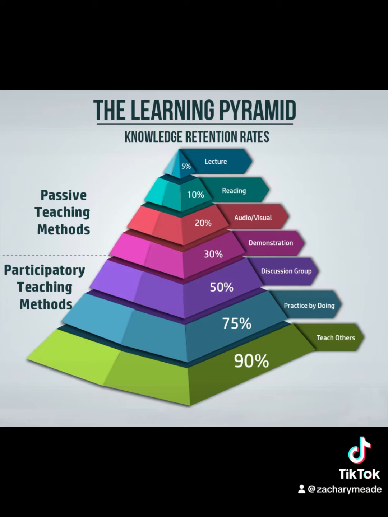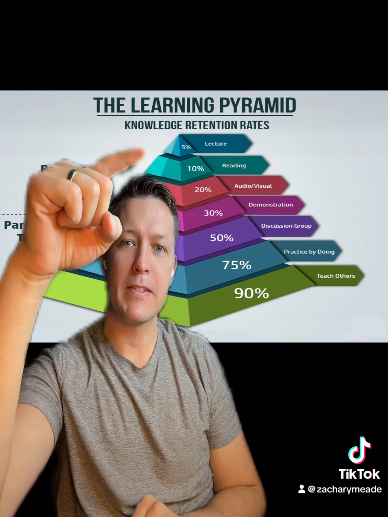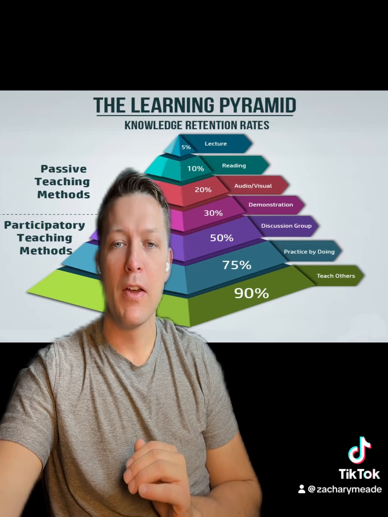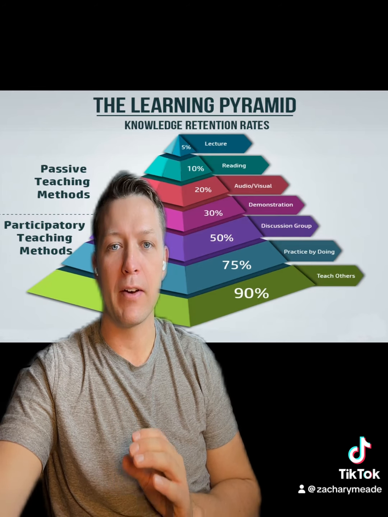At the top of the pyramid are passive teaching methods such as lecture, reading, etc. At the base of the pyramid are participatory teaching methods such as discussion groups, practice by doing, and teaching others. At the top of the pyramid are lectures, and it says 5%. What this is saying is that when you sit through a lecture passively, you're retaining about 5% of everything that you're learning or hearing during that lecture.